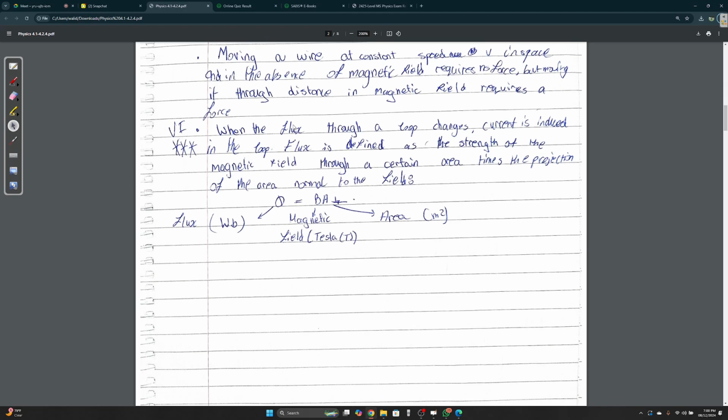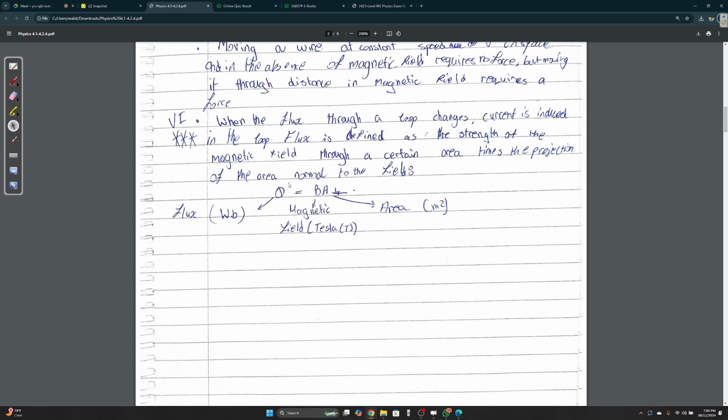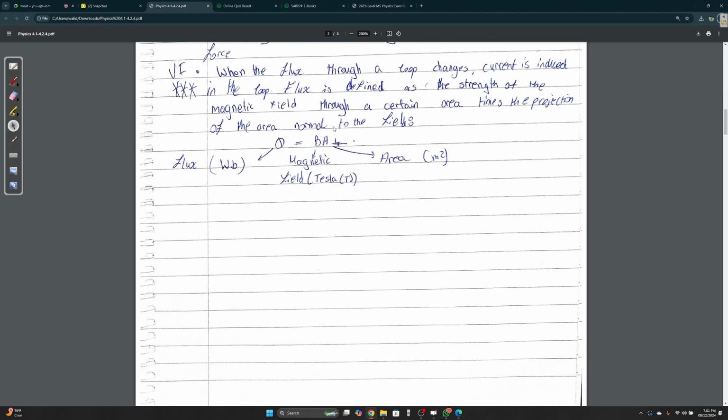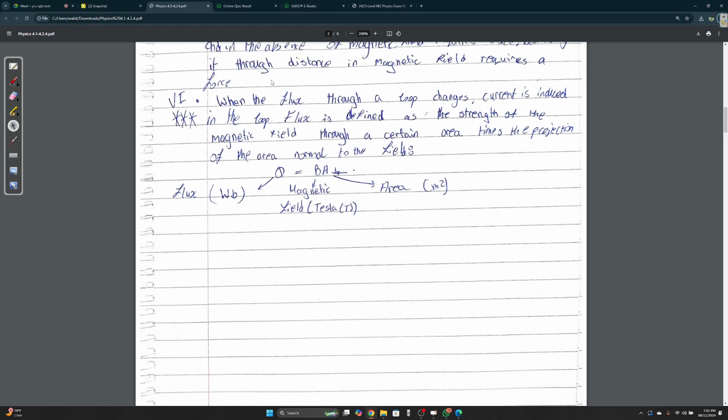And this is very important here. When you change the flux through a loop, a current is induced in the loop. Flux is defined as the strength of the magnetic field times the projection of the area normal to the field. Flux phi is equal to BA cosine theta. Sometimes they might just say BA, where A is the perpendicular area, which represents A cosine theta. So when the flux changes, current is induced. You only get an induced current when the flux changes.